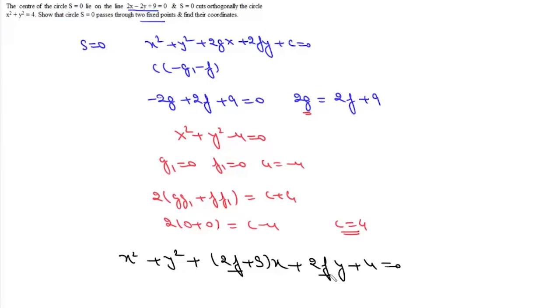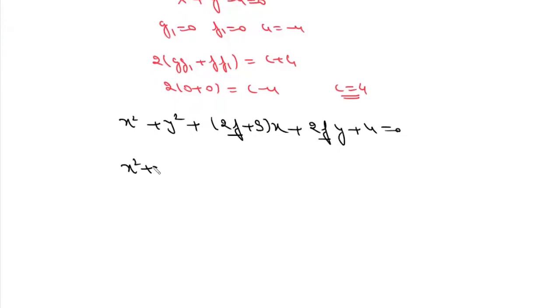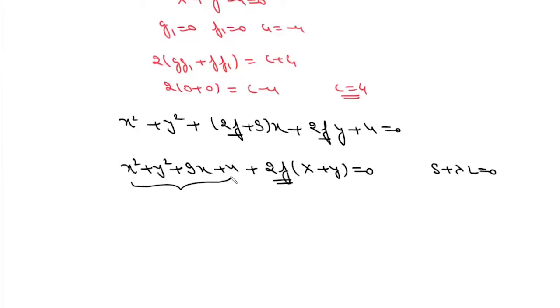Now what we'll do is we'll take these terms containing 2f together. So we can write this as x square plus y square plus 9x plus 4 plus 2f times x plus y equals 0. Now this 2f is a parameter. So this actually is some equation S plus lambda L equals 0, where S is the equation of this circle and L is the equation of this line, and this family of circles will always pass through the point of intersection of this circle and this line. So the fixed points are the intersection of these two curves. So basically we have to find the point of intersection of this circle and this line.